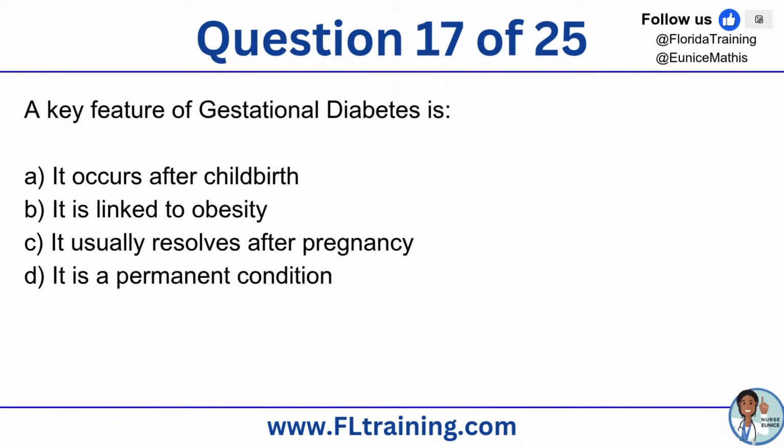Question 17. A key feature of gestational diabetes is A, it occurs after childbirth. B, it is linked to obesity. C, it resolves after pregnancy. Or D, it is a permanent condition.